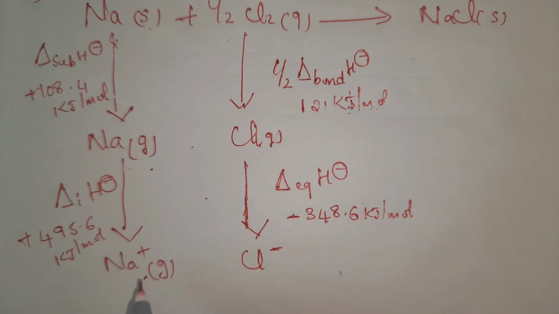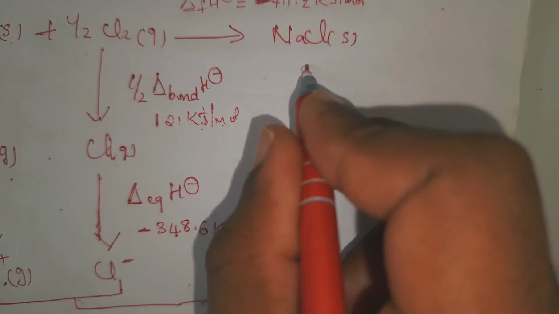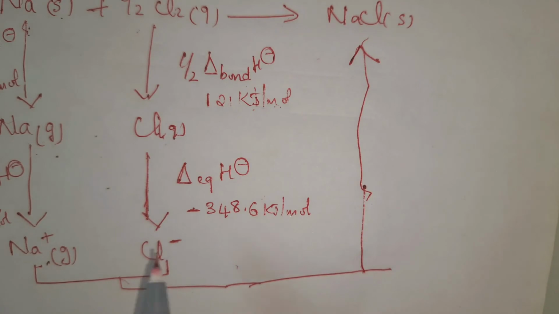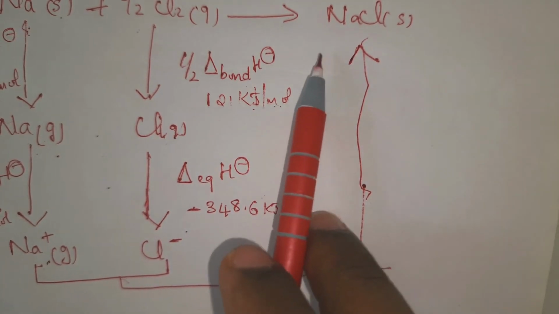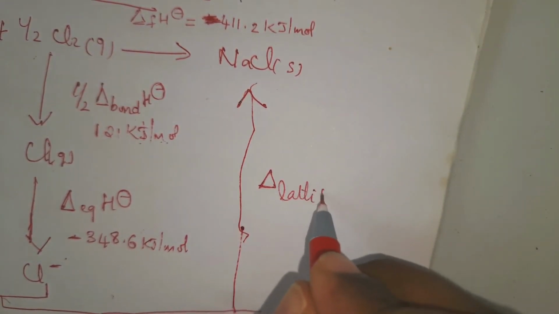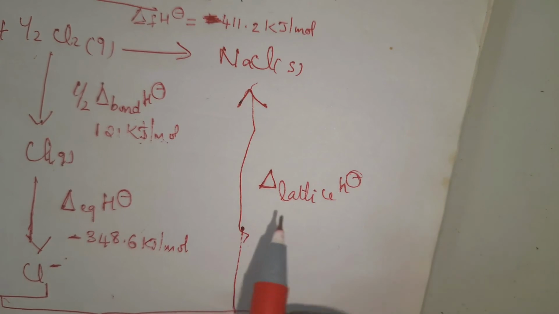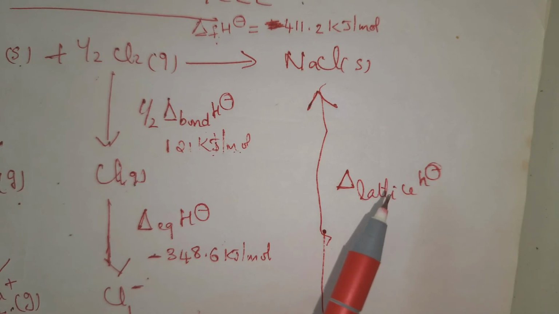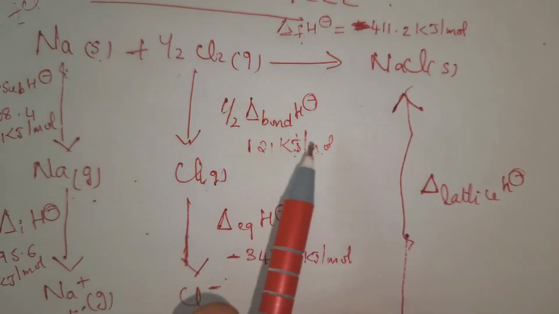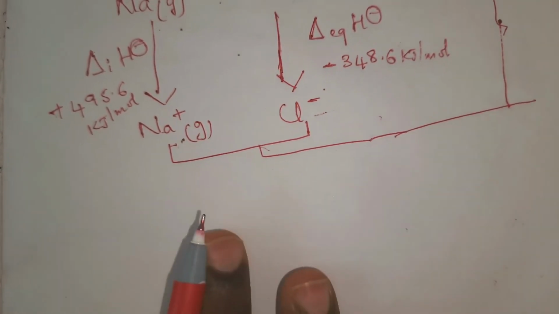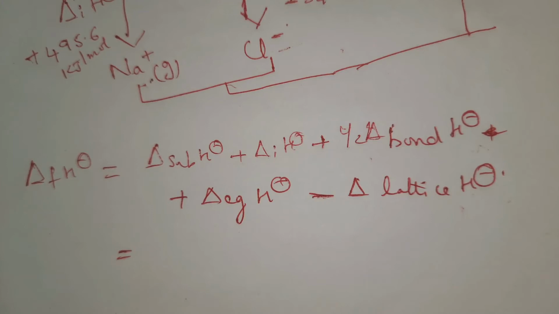Now you need to combine these two, Na plus and Cl minus. When you combine them you will get NaCl, and this value is delta lattice, this is the lattice enthalpy. So this is the enthalpy of formation, and this is the lattice enthalpy. You need to find the lattice enthalpy. So this is the Born-Haber cycle. Now to find the lattice enthalpy you need to write a formula. So this is the formula used.